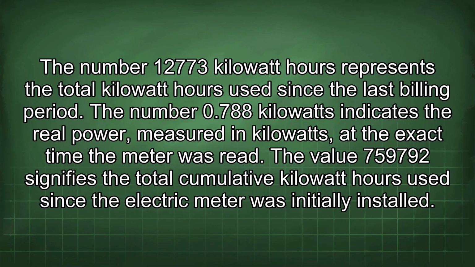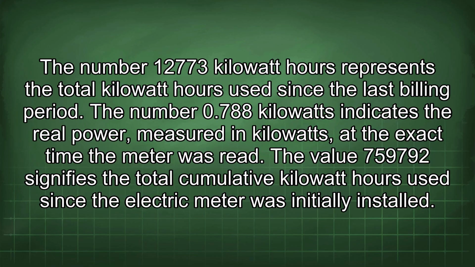The number 12,773 kilowatt hours represents the total kilowatt hours used since the last billing period. The number 0.788 kilowatts indicates the real power, measured in kilowatts, at the exact time the meter was read.